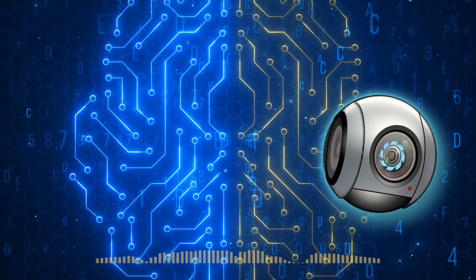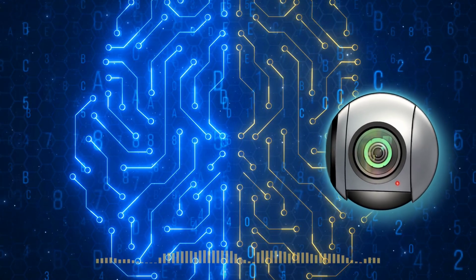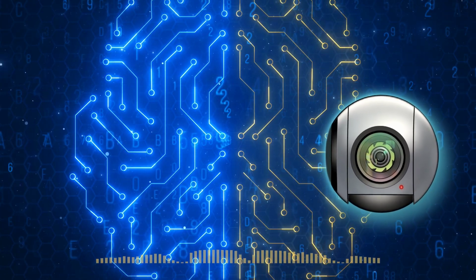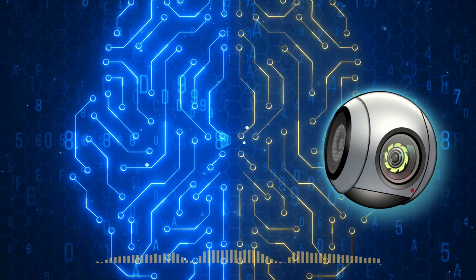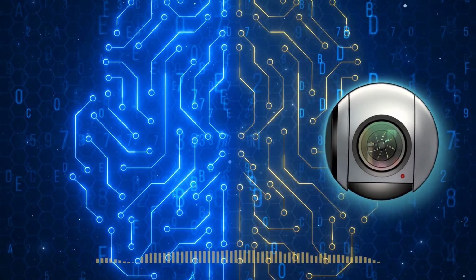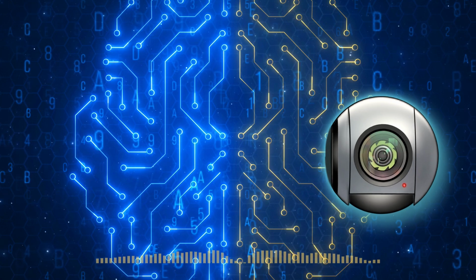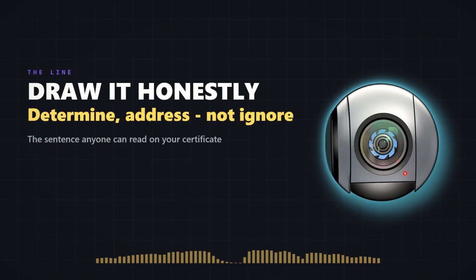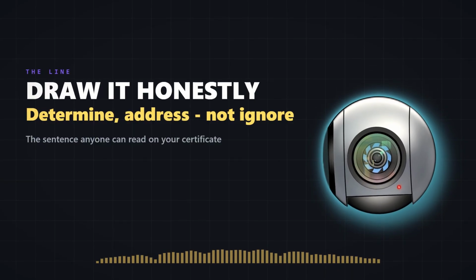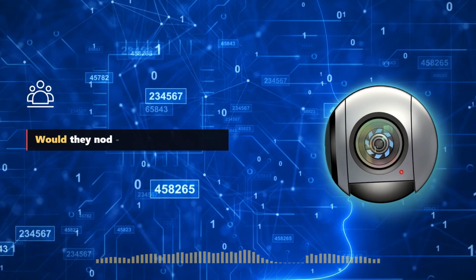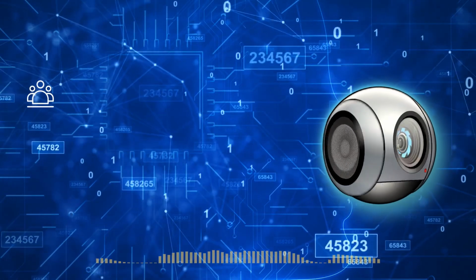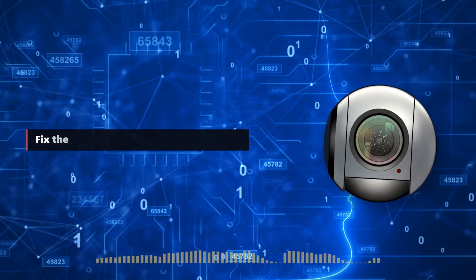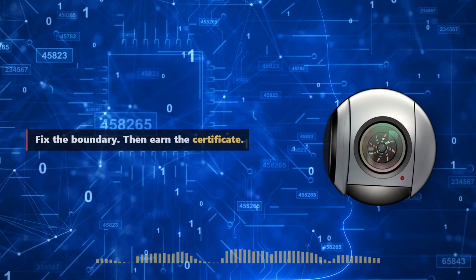So here is your dare, and I want you to actually do it. Go and find your scope statement. The real one, the one on the certificate, or the one in the draft. Read it line by line out loud and ask yourself two questions. If my biggest customer read this slowly, would they nod or would they laugh? And does this quietly exclude the exact thing that would hurt most if it leaked? If the answer to that second one is yes, you do not have an information security management system. You have a prop. Go and fix the boundary, then go and earn the certificate.